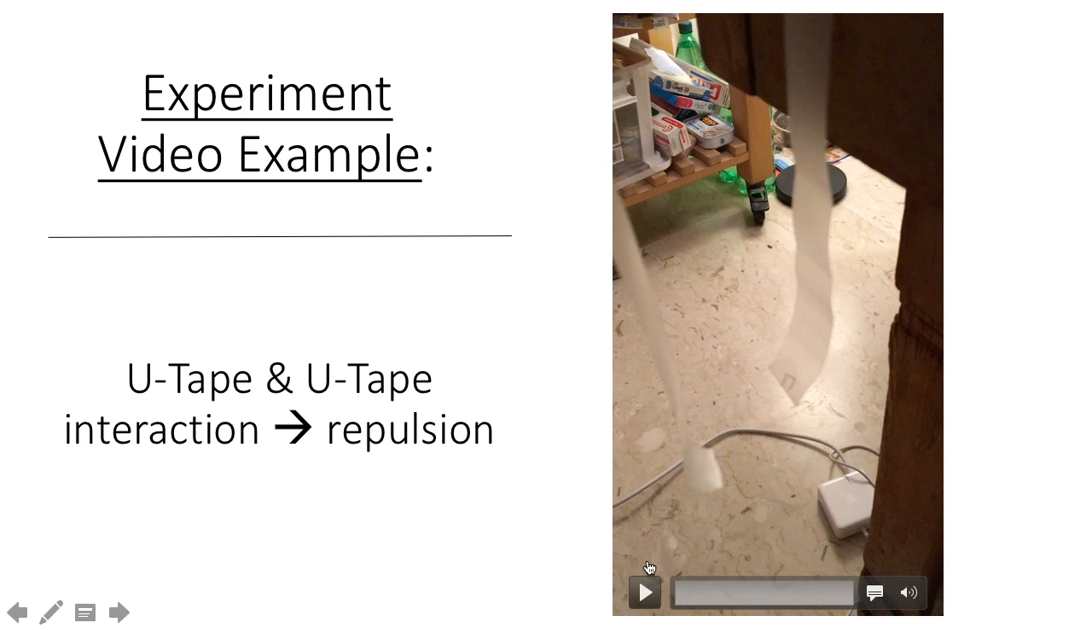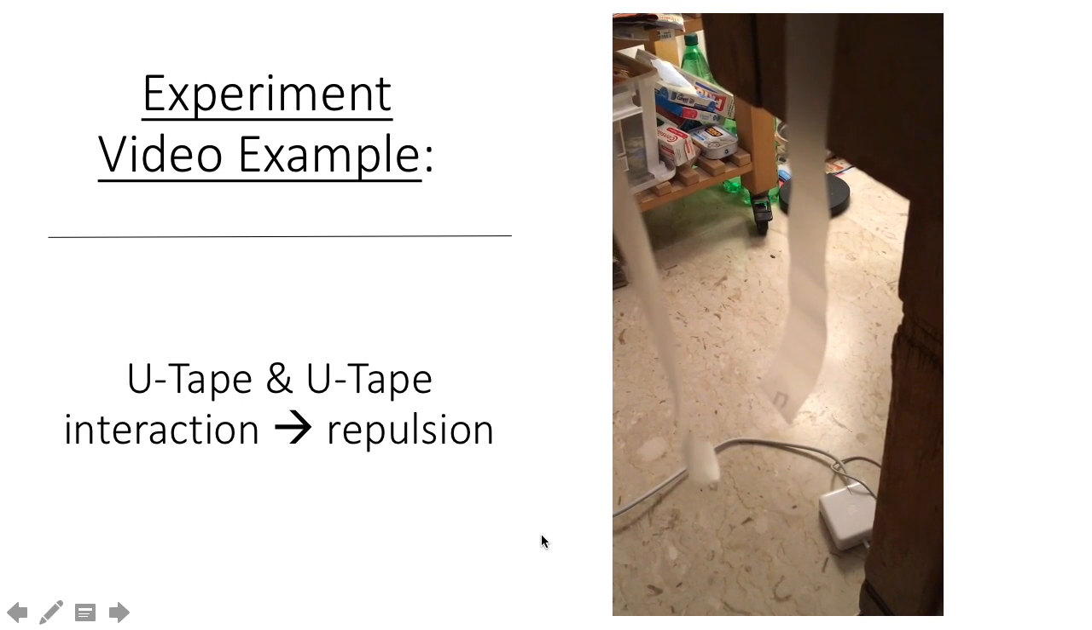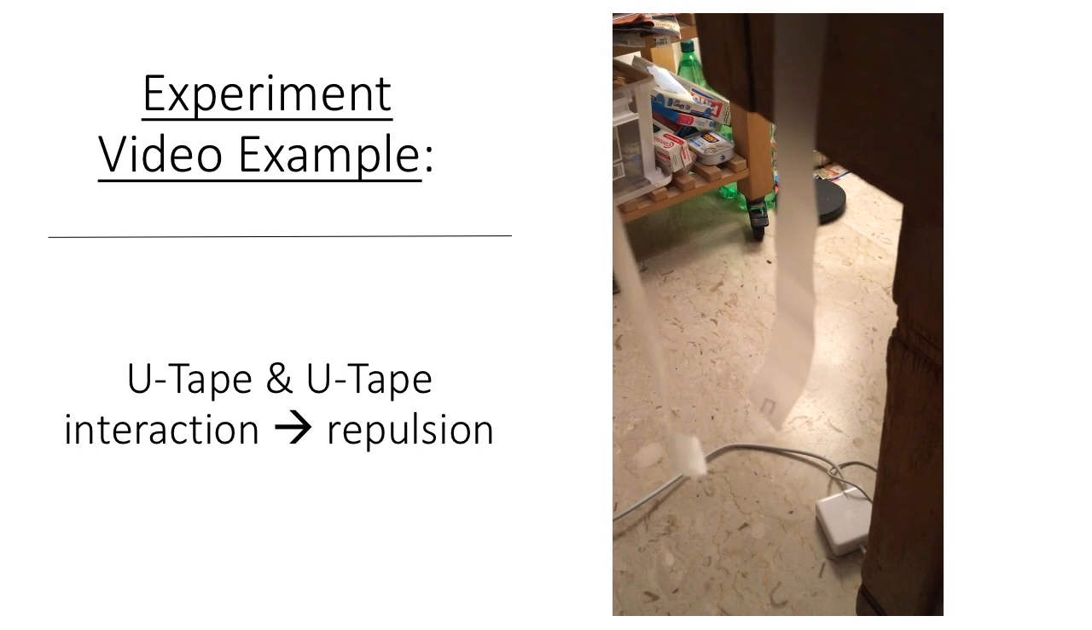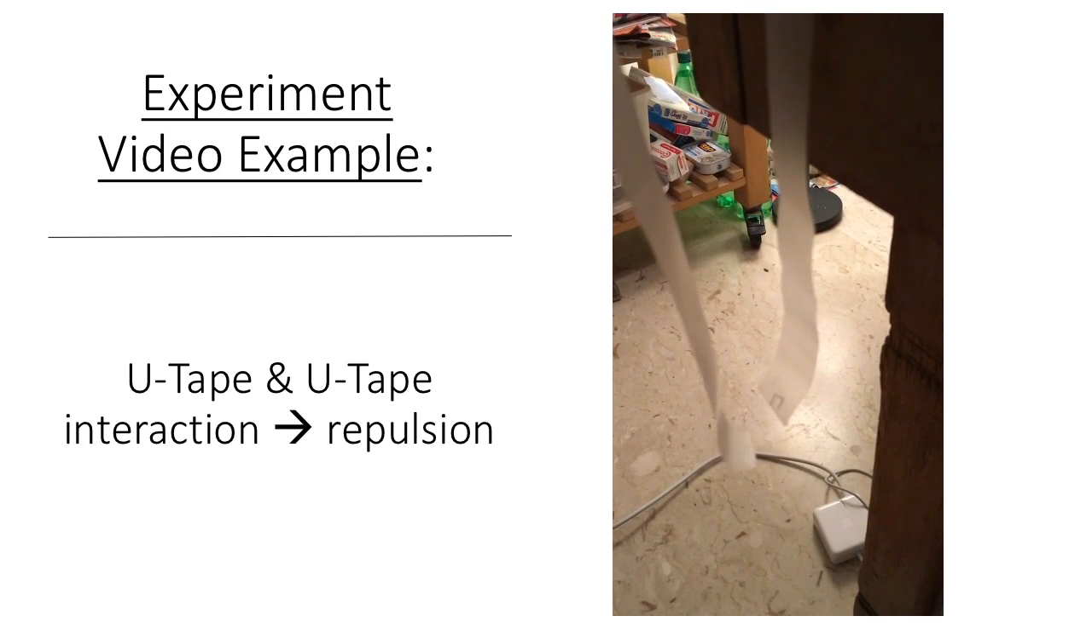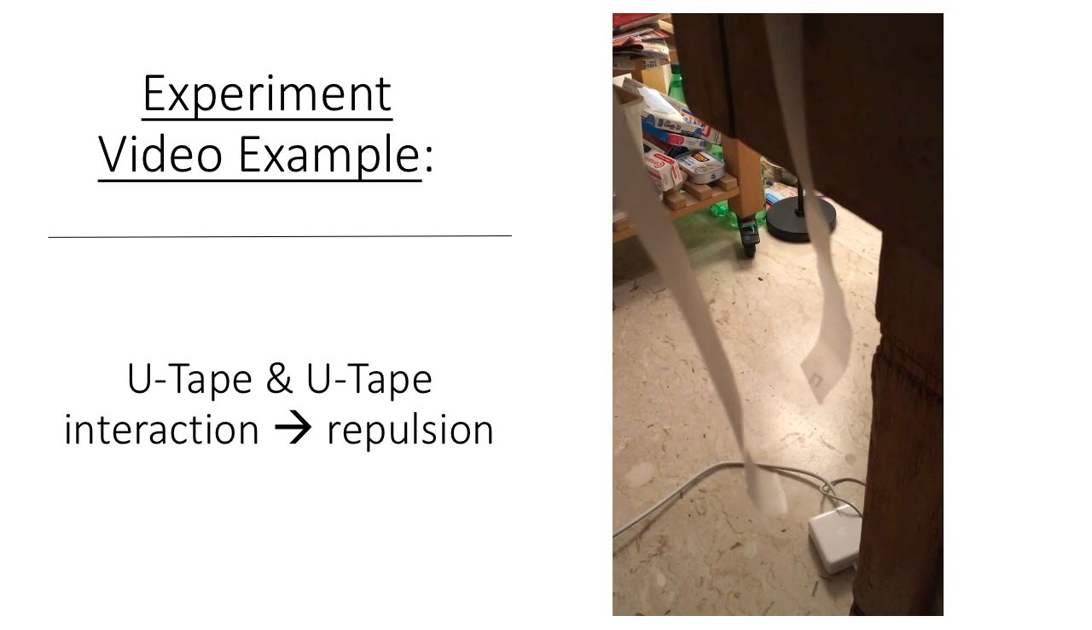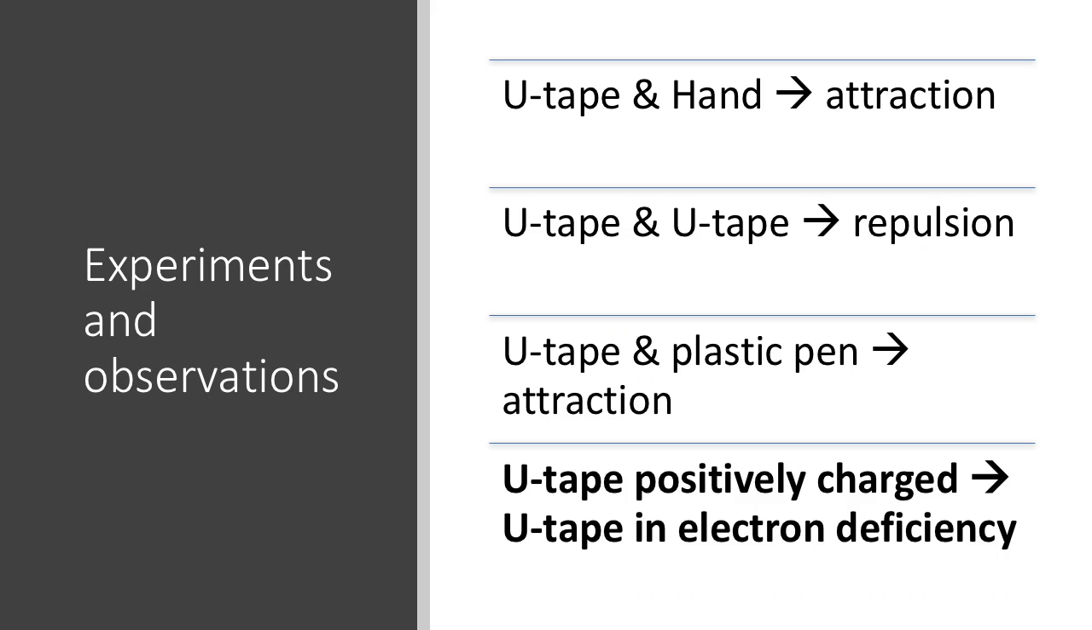As you can see in this video that I performed while doing the experiment, the two tapes repulse, which makes sense because the way they are built, those two tapes should have the same charge. In order to find what the charge of this U-tape was, we used the fact that a clear plastic pen rubbed on a cotton cloth would yield a negative charge. And when we saw that approaching the plastic pen to the U-tape caused an attractive reaction, we deduced that the U-tape was positively charged and therefore in electron deficiency.